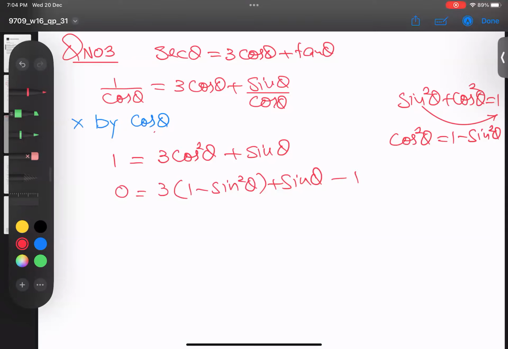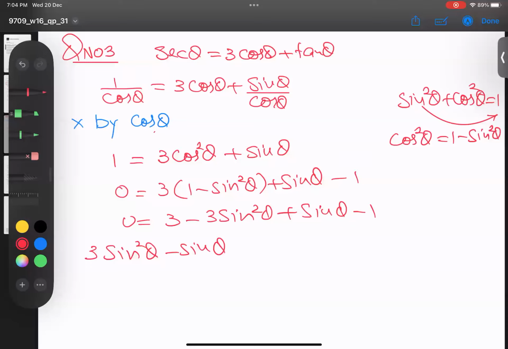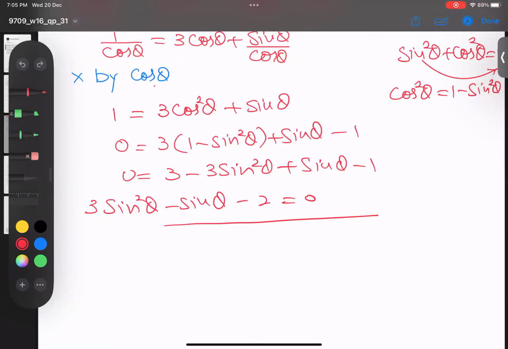And now what I do here: 3 ones are 3, and 3 times minus sine square theta, plus sine theta, and minus 2, equal to 0. Now, if I bring it here, this sine square becomes positive, 3 sine squared positive. And this will go there, becoming negative sine theta. And this, I get a plus 2, goes there, negative 2. I hope it's clear. So the first part is done. He was asking us to convert into quadratic format, and this is a quadratic form of sine theta.